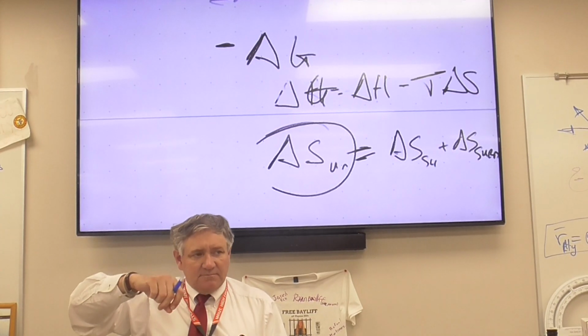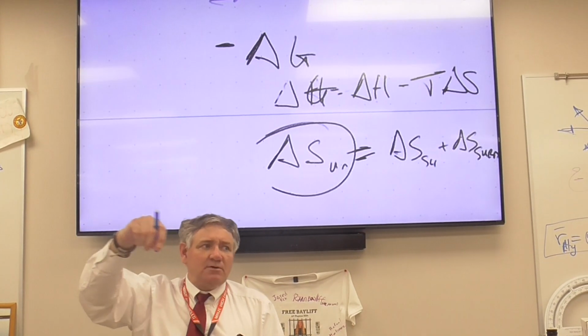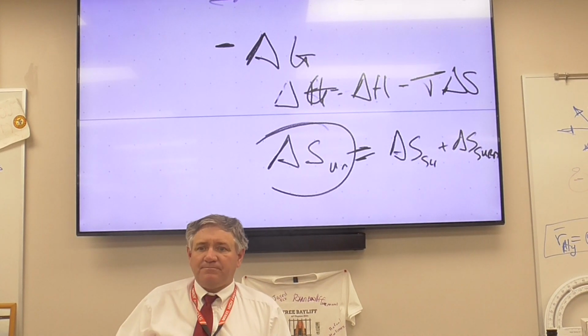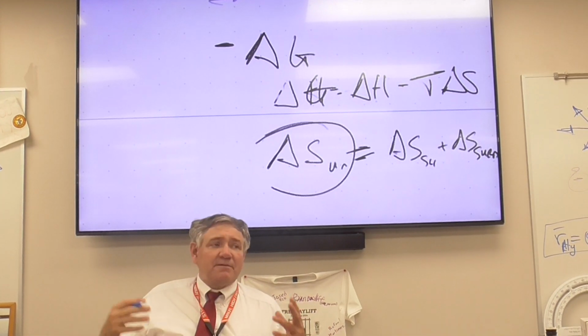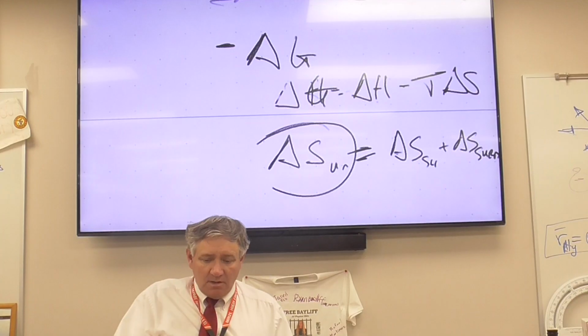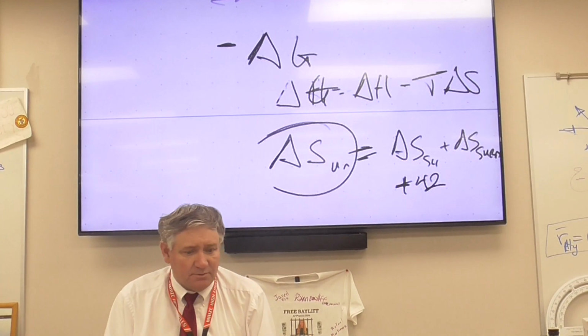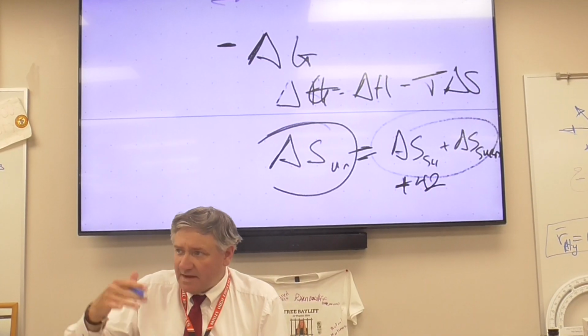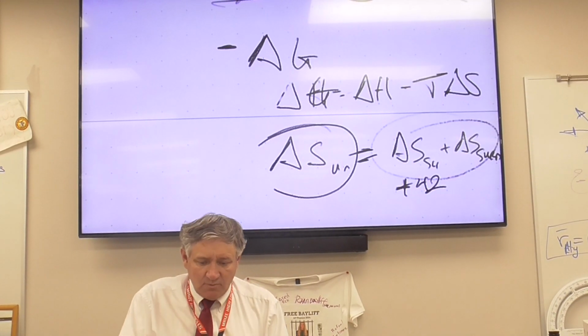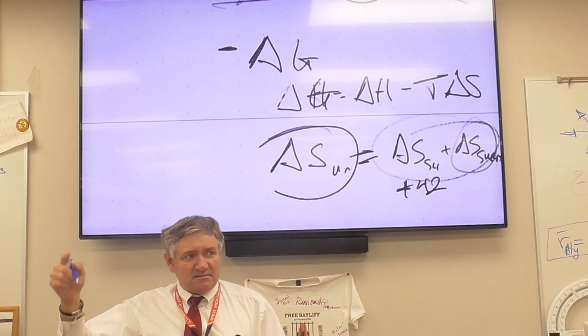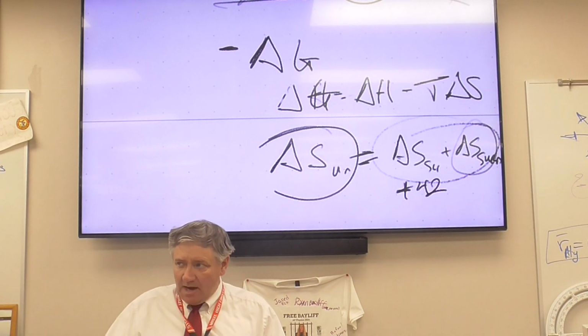So is the system increasing its entropy or decreasing its entropy? It's increasing. This would be like melting ice. So the delta S for the system is positive 42. These have to have opposite signs, so right away you know the delta S for the surroundings has to be a negative value.